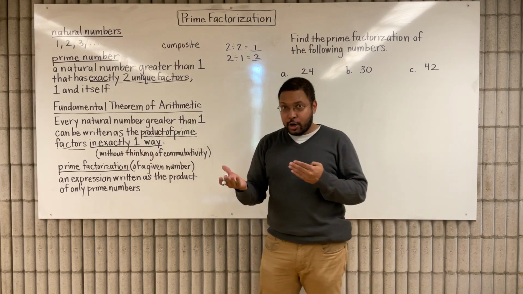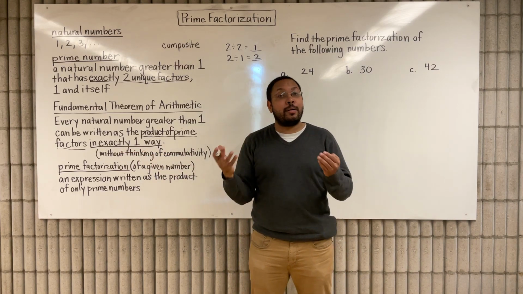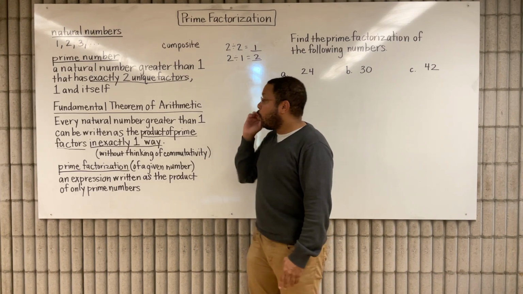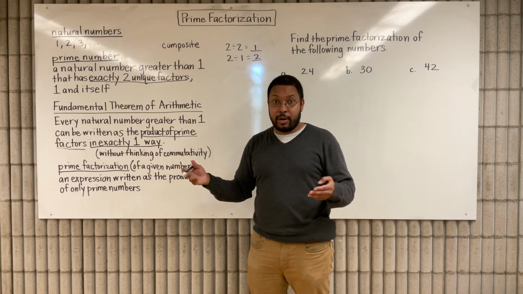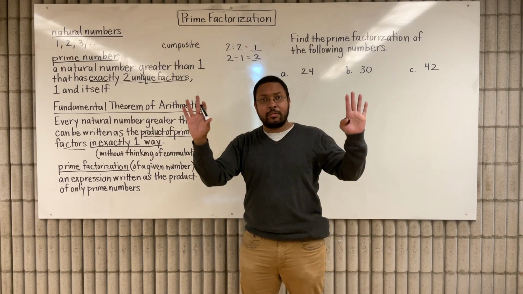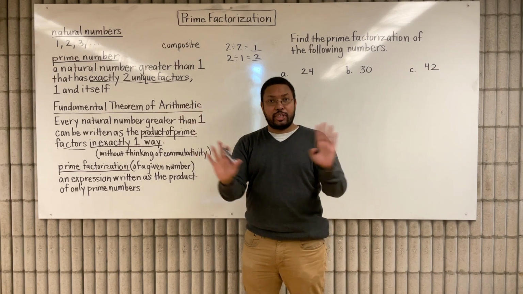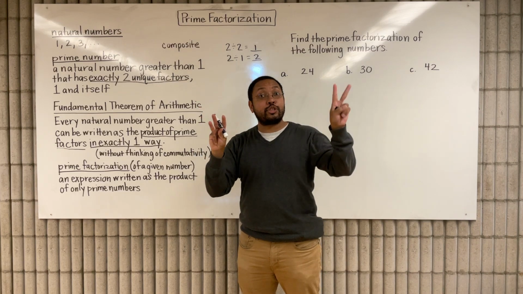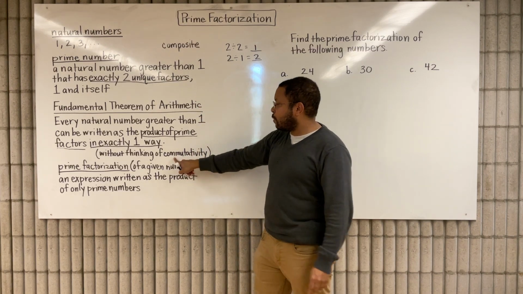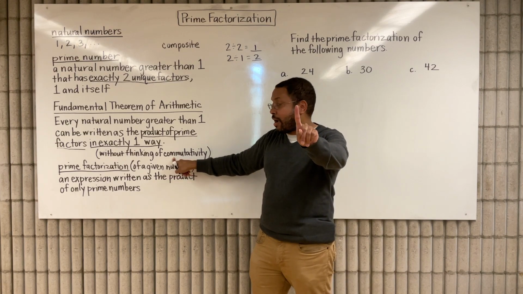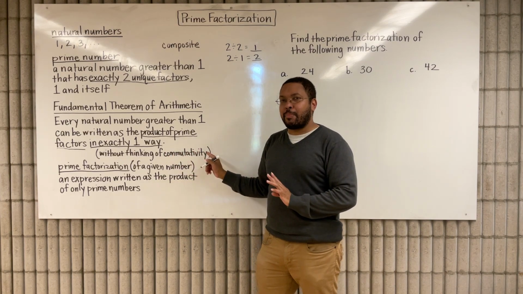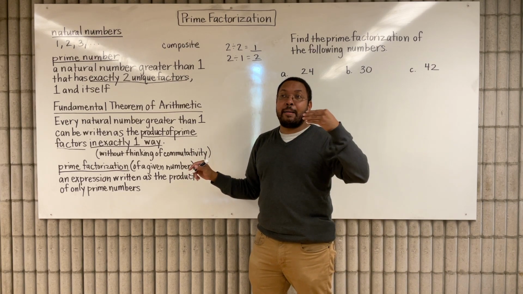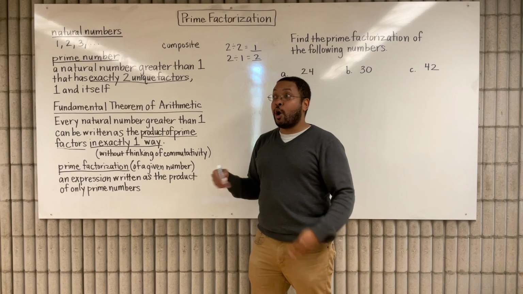Now, you might have heard that when you multiply, you can put numbers in any order you want and you'll still get the same result or the same product. We call that the commutative property. You can change the order of numbers around a multiplication symbol without changing the result. Think of 2 times 3 is 6, and 3 times 2 is 6, okay? So that's what I mean when I say there's only one way to write it without thinking of the commutative property, okay?